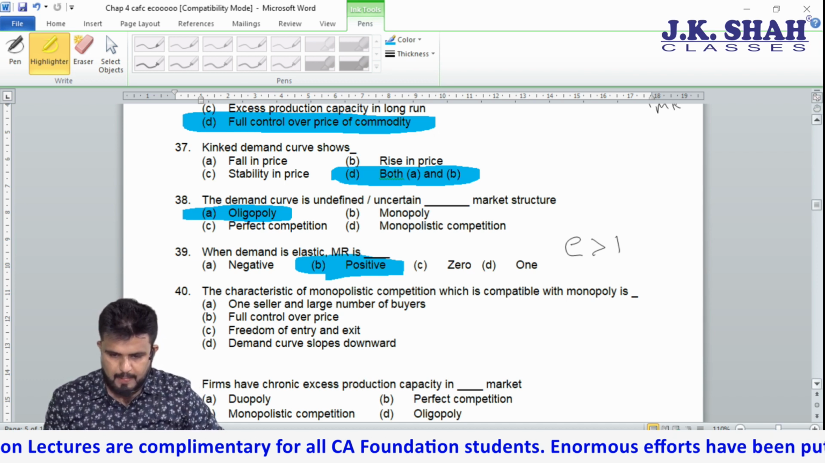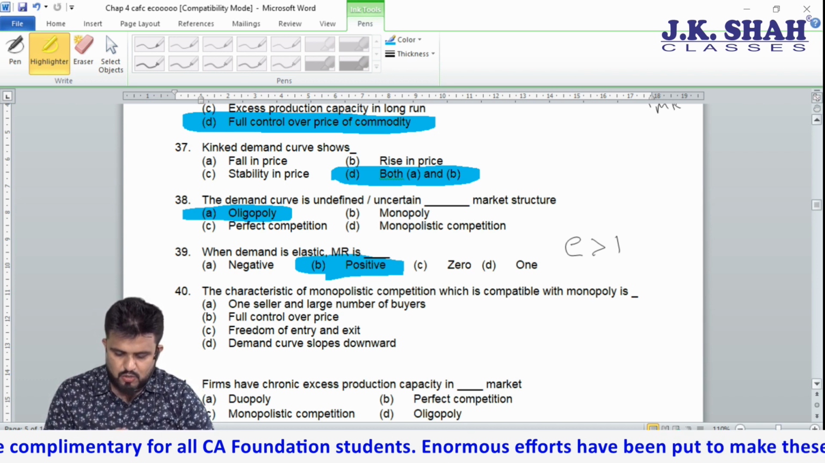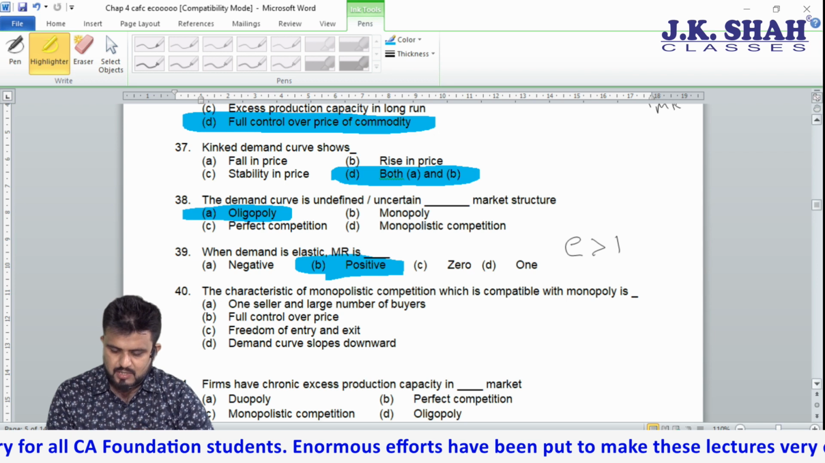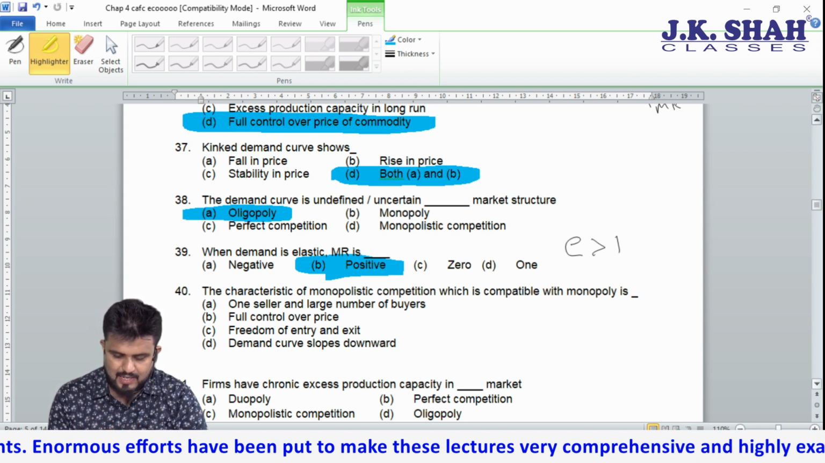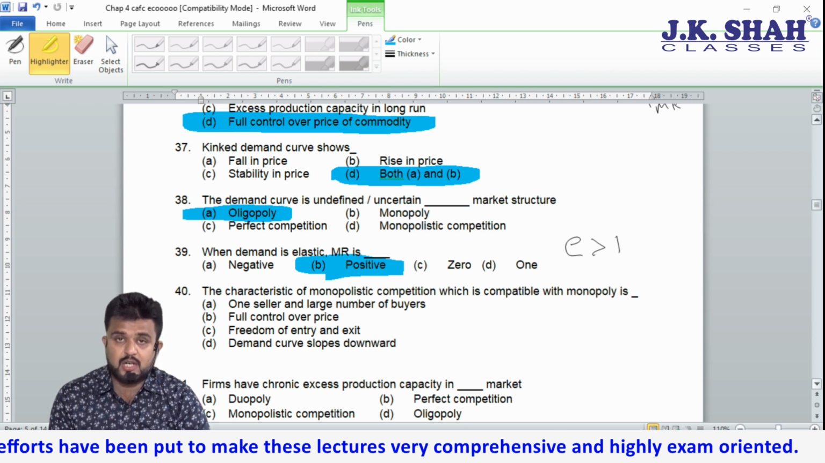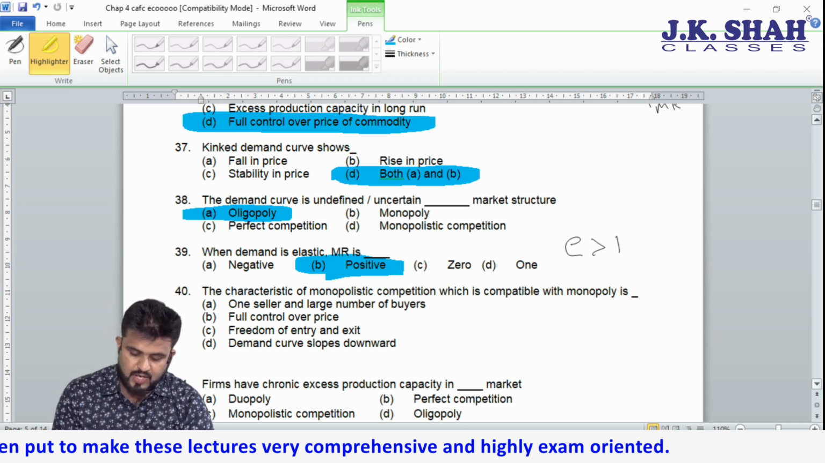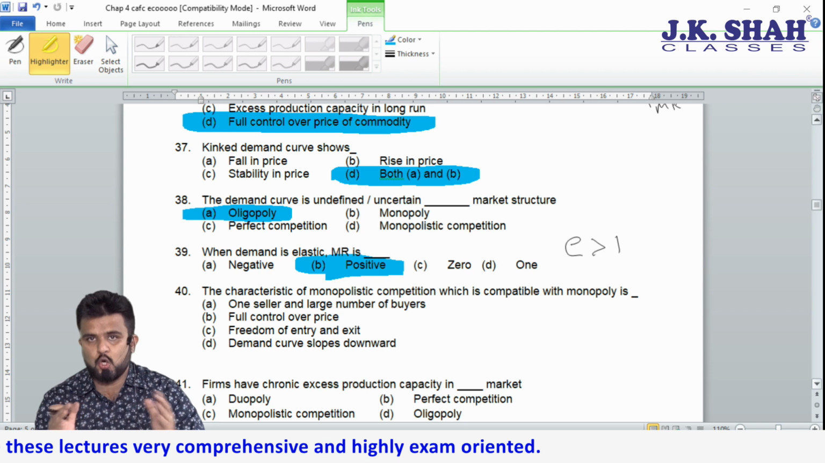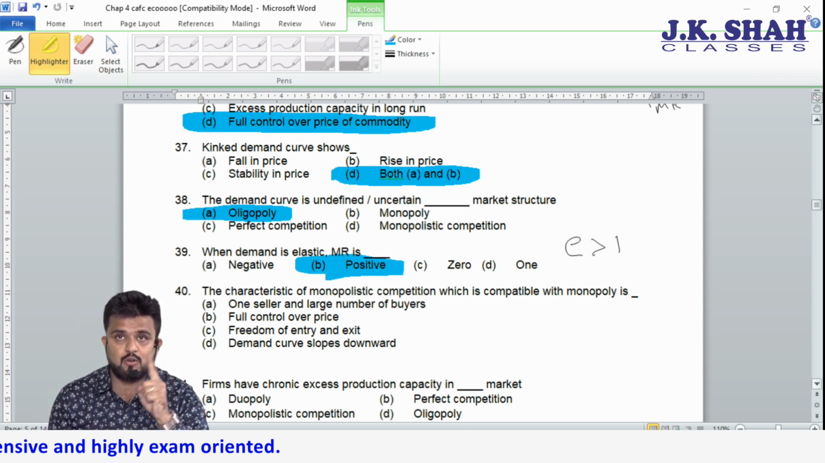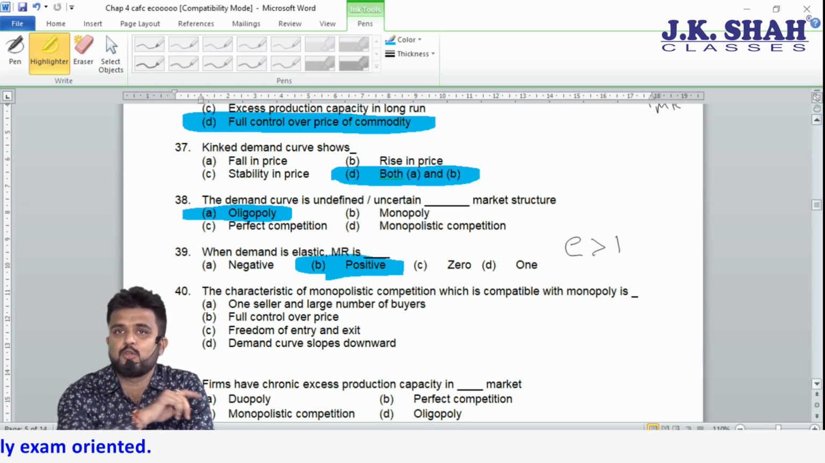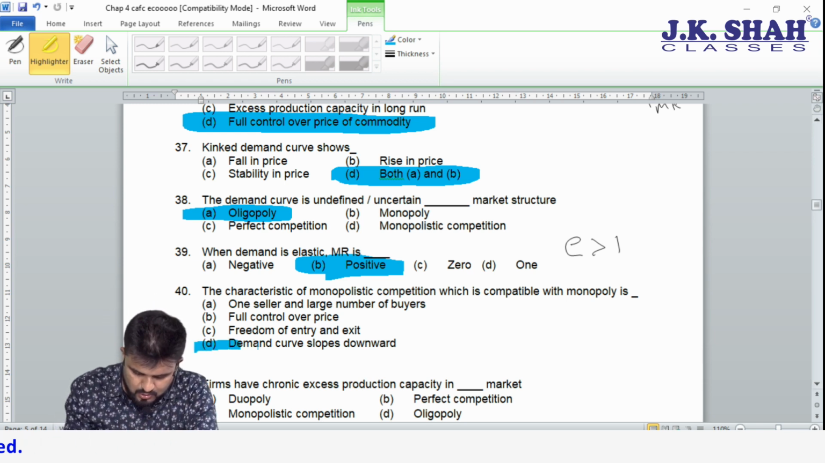40. The characteristic of monopolistic competition which is compatible with monopoly: one seller and a large number of buyers, no. Full control over price, no. Freedom of entry and exit, no. Downward sloping demand curve, the demand curve slopes downwards, same in both cases. So D is the most appropriate answer.